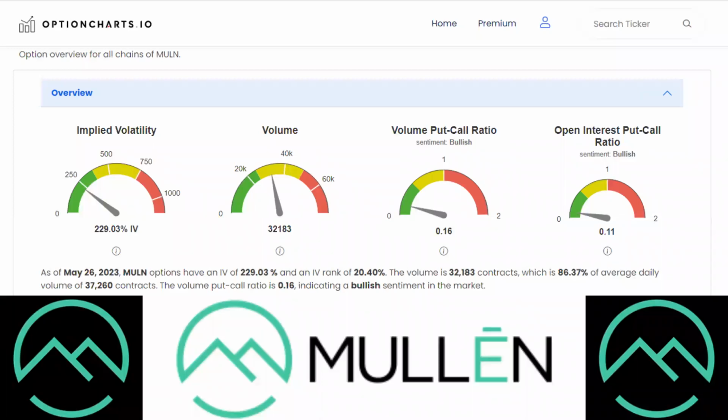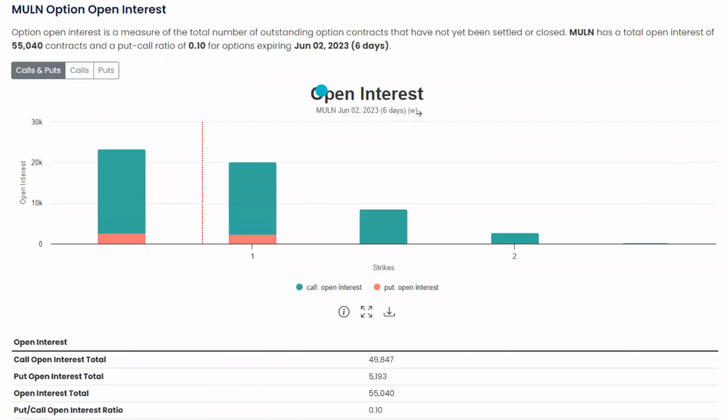Now, when you look at the option chain data, okay, which option contracts are basically contracts to buy or sell 100 shares of a stock at a given price by a certain expiration date. Okay, we can see that the put to call ratio is 0.16, indicating a bullish sentiment in the market. So the option traders are very bullish on Mullen when it comes to the option chain. Okay, and if you look at the open interest for the June 2nd, 2023 expiration date, we see that there's a large amount of call options here at the 0.5, the $1, and the $1.5 strikes. The put to call ratio here is at 0.10.